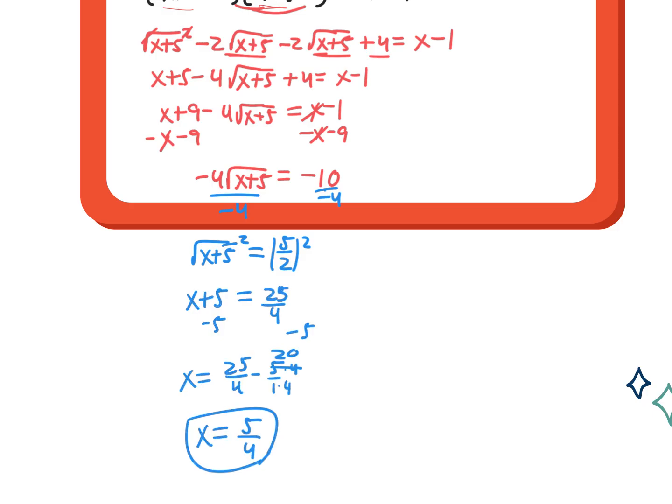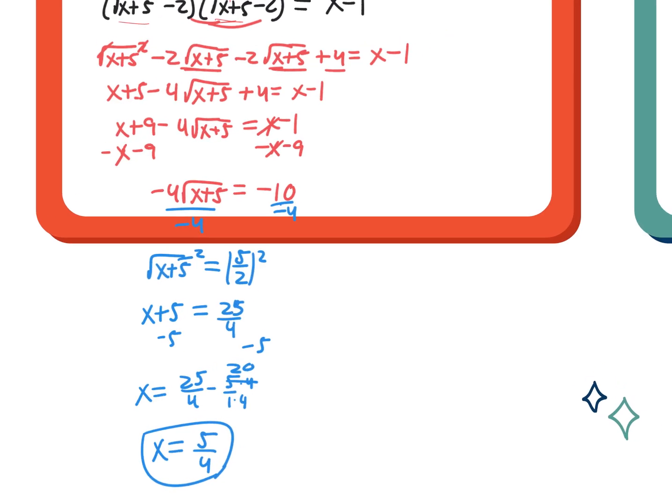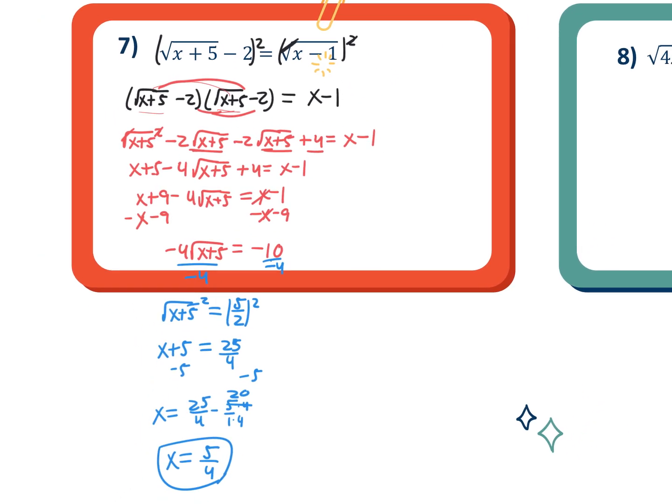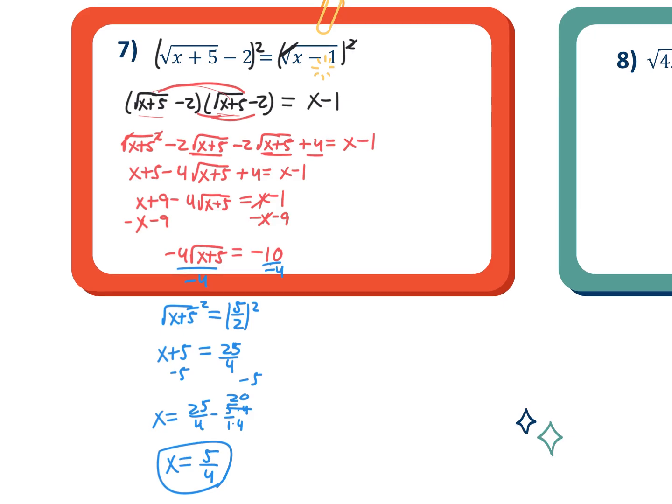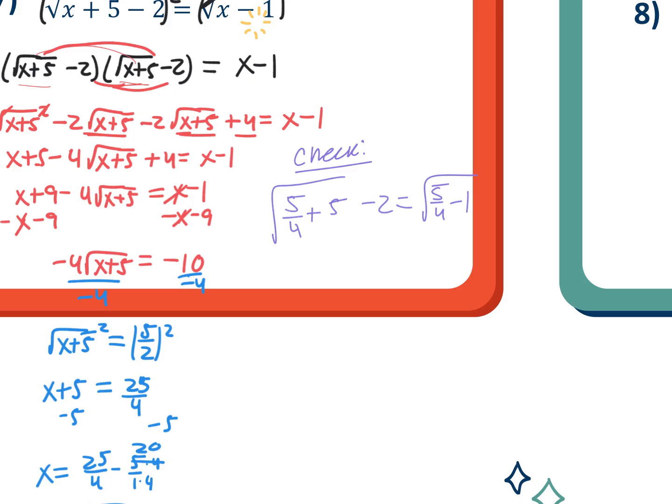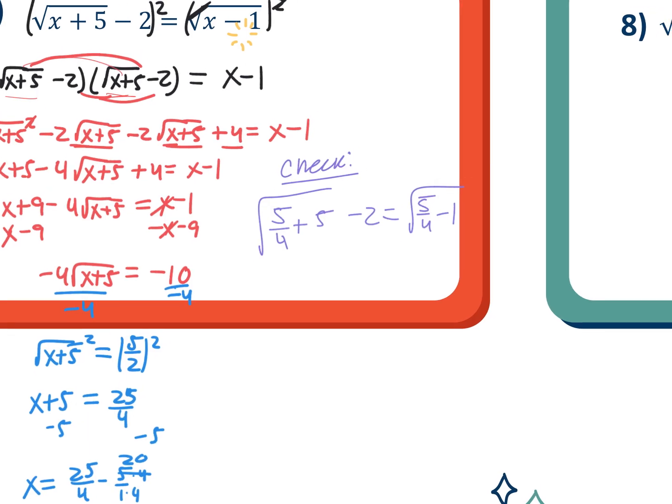Let's just see if this works now. A little bit less work than some of the other ones, but still a decent amount of work. Let's check it now. I'm going to check it up here. It's going to be 5 over 4 plus 5 under a radical, minus 2, equals the square root of 5 over 4 minus 1. Always plug it into the original. When I simplify this, over 1 times 4 times 4, 5 plus 5 times 4 is 20. It's going to get us 25 over 4.